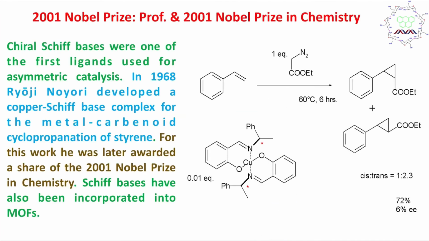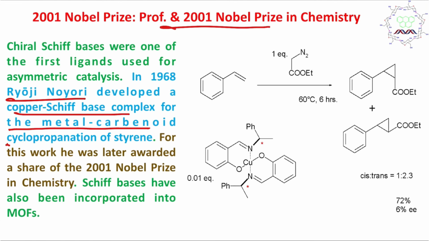Now another example is related to the Nobel Prize in 2021 by Professor Ryoji Noyori. Okay, so he developed a copper Schiff base complex for the metal carbenoid cyclopropanation of styrene.